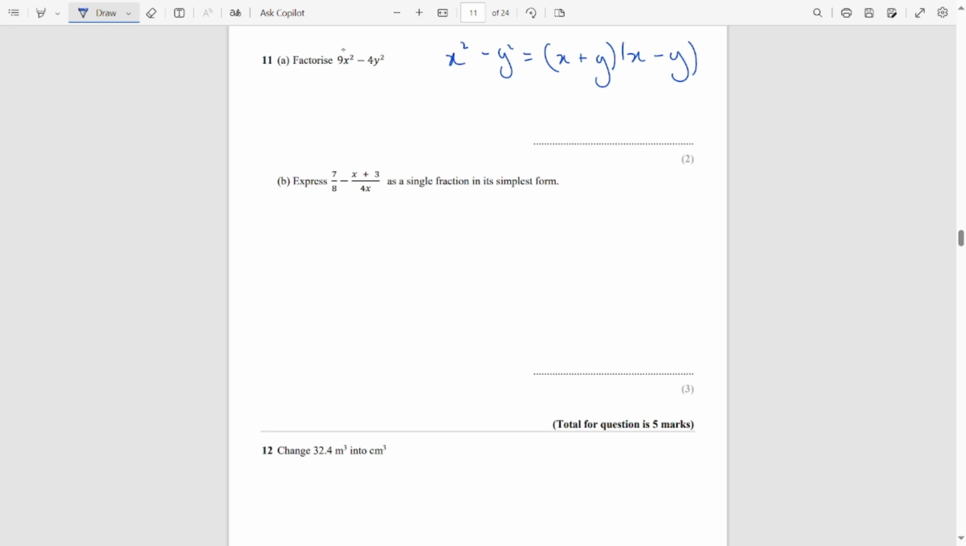And in my case, the square numbers here are 3x, because if I square that, I will get 9x squared, or you're taking the square root. Square root of 9 is 3, square root of x squared is x. And then here, if I take the square root of this, it is going to be 2y. So I have 3x plus 2y and 3x minus 2y.